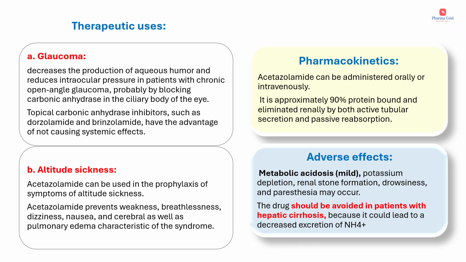Adverse effects. One of the most important adverse effects is mild metabolic acidosis, along with potassium depletion, renal stone formation, drowsiness and paresthesia. The drug should be avoided in patients with hepatic cirrhosis because it could lead to decreased excretion of ammonia, NH4+.